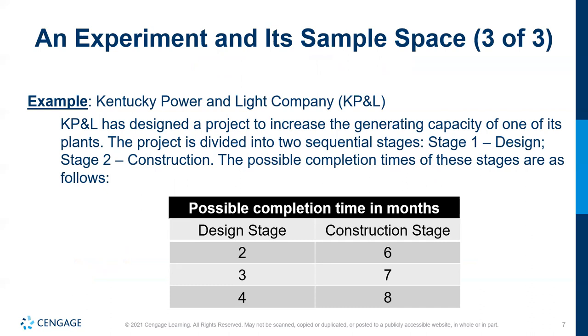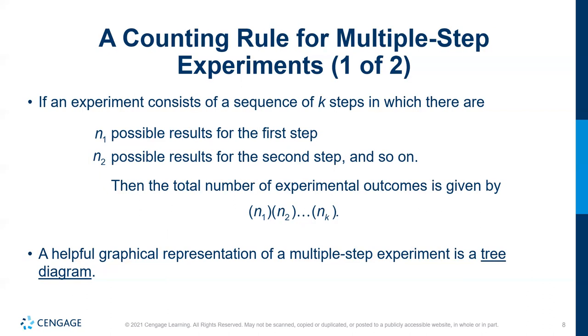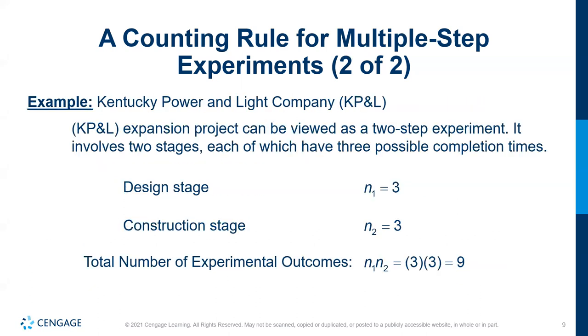So if there's three possible outcomes here, and three possible outcomes here, then the total number of outcomes in the sample space will be 3 times 3, which is 9. We could have 9 possible outcomes for how long it will take us to complete this project. So that slide is just showing you what I just told you. N1 is 3, the number of possible outcomes in the design stage. N2 is 3, the number of possible outcomes in the construction stage. And so the total number of outcomes will be 3 times 3, 9.